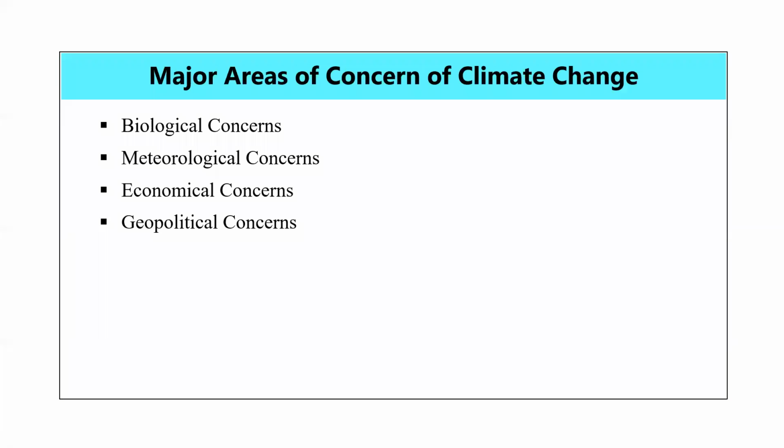Okay, so now we proceed. What are the major areas of concern of climate change? So before, we discussed the natural causes, the anthropogenic pressures, and also the fifth assessment report of IPCC. Now further, we're going to discuss the impacts of climate change, specifically in geopolitics, in economy, in meteorology, and in biology or in life forms. Okay, so we begin with the biological concerns.